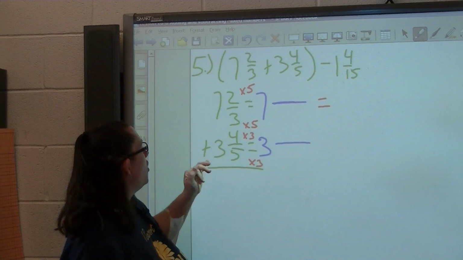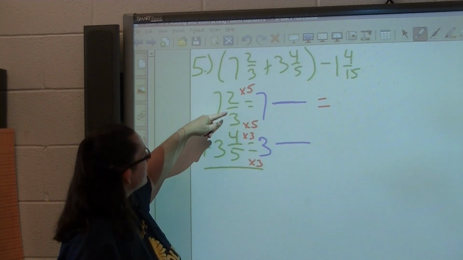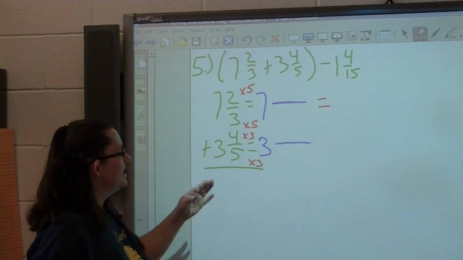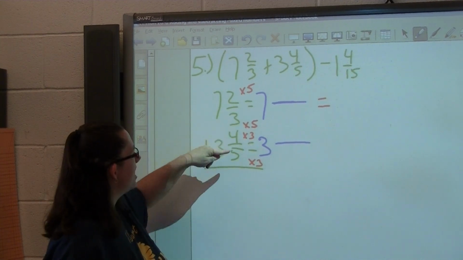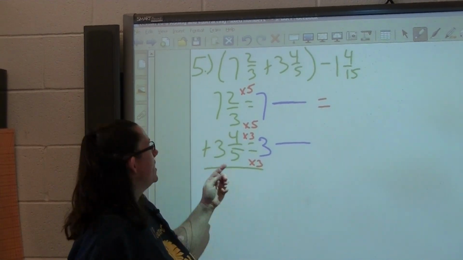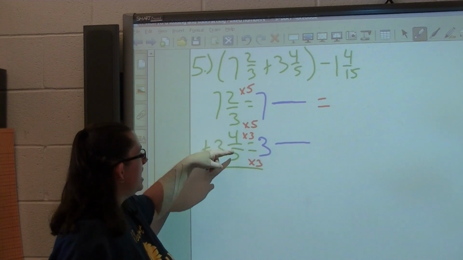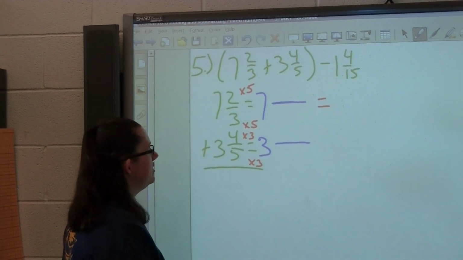We start by adding the what? The fractions. Good. Can we add 2/3 and 4/5? Not yet, because we do not have a common what? Denominator. Good. What is the common denominator between 3 and 5? LCD is what? 15. Good.